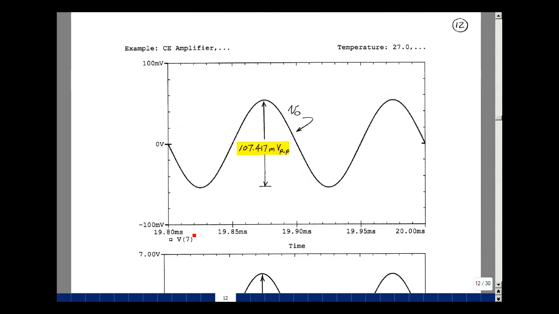Here's the output voltage. You can see it has an average value of 0. And then we can get the peak to peak here is 107.417 milli, and we'd hand calculated 107.62 milli. So again, very close. And then I plotted the voltage across the collector emitter.